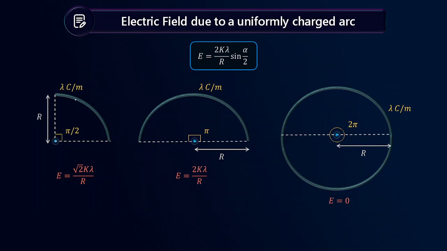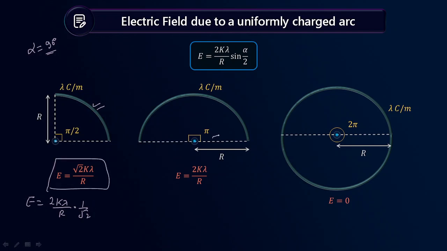So suppose when we have 1/4 of a ring, so alpha is how much? Alpha is equal to 90 degrees or pi by 2. If you put pi by 2 here, that will become how much? E can be written as 2k lambda by r into sine 45, that is how much? 1 by root 2. So if you simplify, this will be our answer, right?